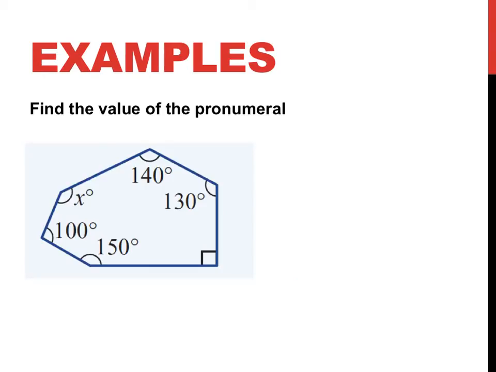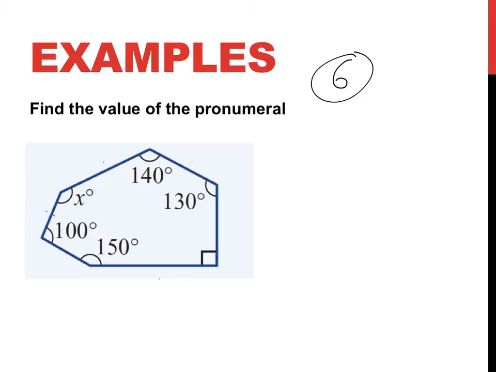Okay, let's have a look at this one here. Find the value of the prime numeral. So I need to find x. Well, first thing I do, step one, how many sides does it have? It has 1, 2, 3, 4, 5, 6 sides. Okay, so it has 6 sides.